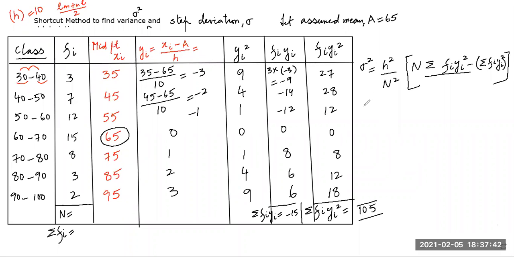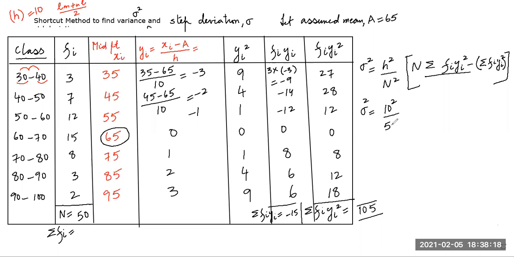Once you have done this, students, easily you can find out the variance. So what will be variance? Sigma square would be equal to h square. Students, what is h? H is 10, 10 square. What is n? That is summation fi, addition of all the frequencies. So what is this? Any girl knows? What is summation fi? Have you added this, Anchal? Yes, sir. Beautiful, beautiful. This is 50.